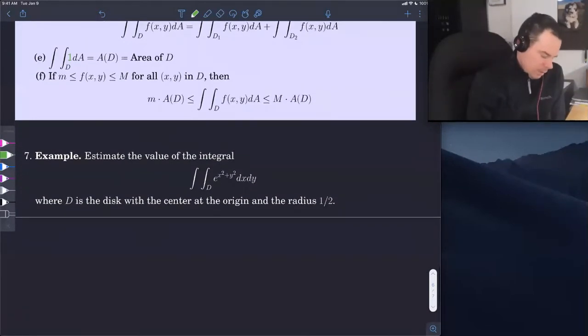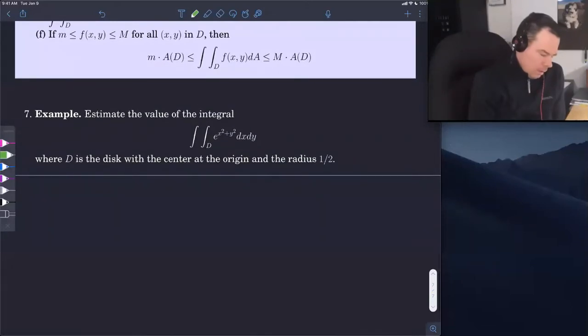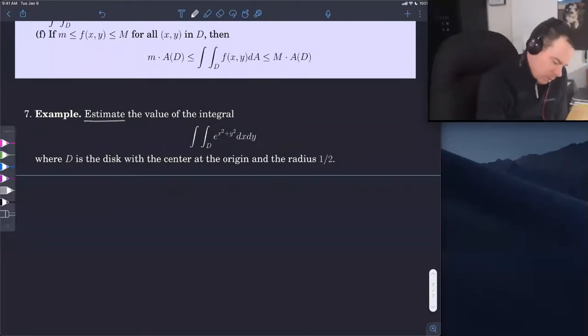So let's have a look at this next example, and I'll leave the last part of the properties up above there, because what we're going to do is we're going to estimate the value of this integral, where D is a disk centered at the origin with radius a half. Why are we going to estimate? So maybe I'll write this in here. Why estimate? Why not just evaluate?